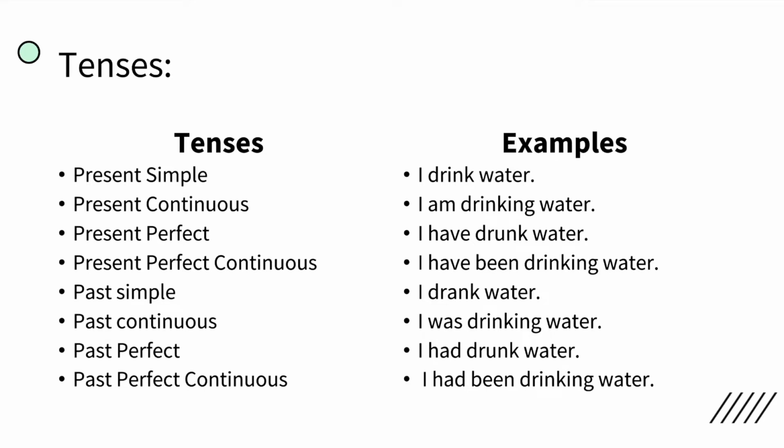We have the present simple, I drink water. The present continuous, I am drinking water. The present perfect, I have drunk water. The present perfect continuous, I have been drinking water. And we move on to the past simple. I drank water. The past continuous, I was drinking water. Past perfect, I had drunk water. And the past perfect continuous, I had been drinking water.